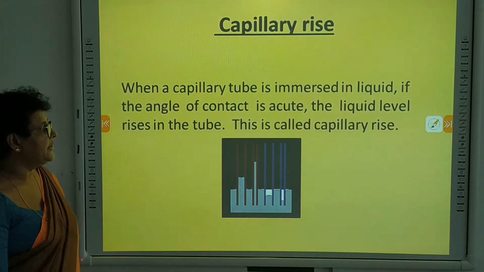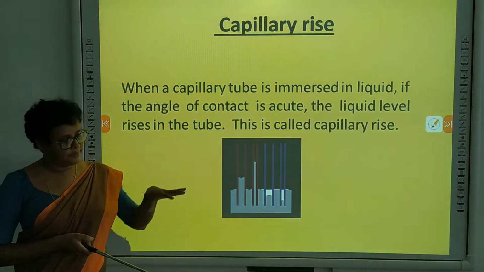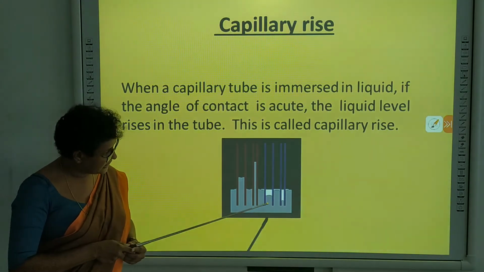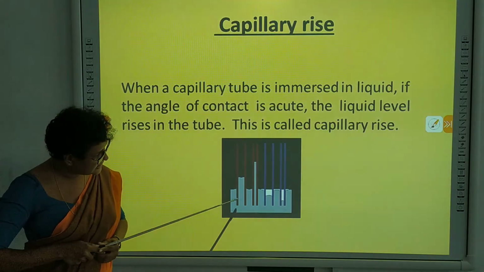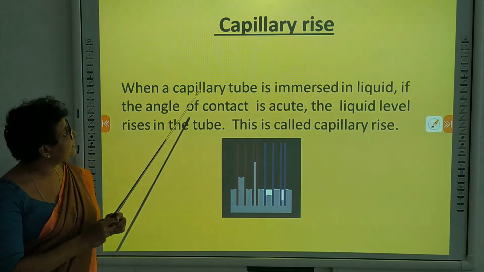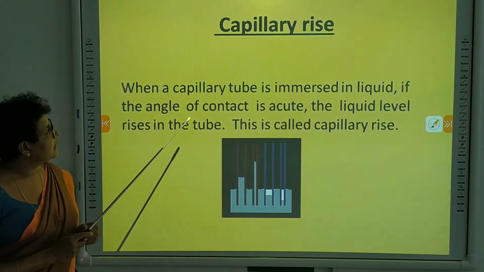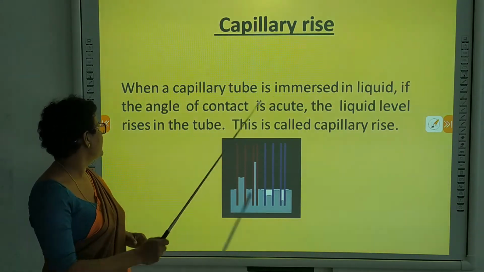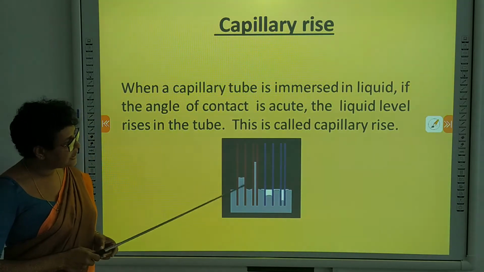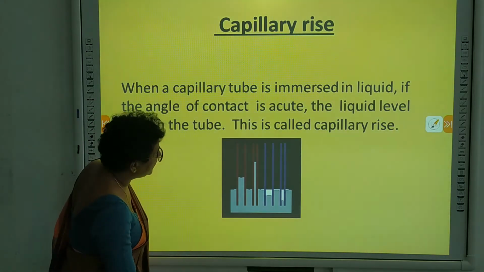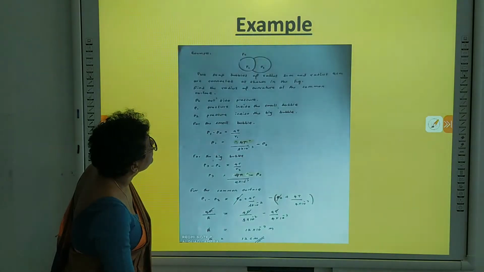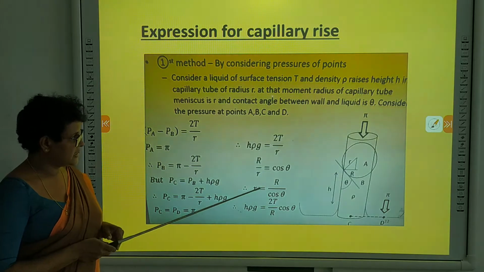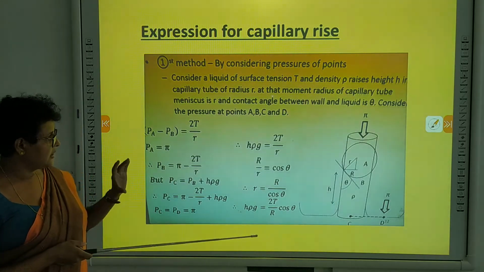Now, what is capillary rise? If you dip a capillary tube inside a liquid, you will get a capillary rise or capillary depression. Capillary rise means the angle of contact is acute and the liquid level rises in the tube. We want to get an expression for the capillary rise, and do the calculations for it.